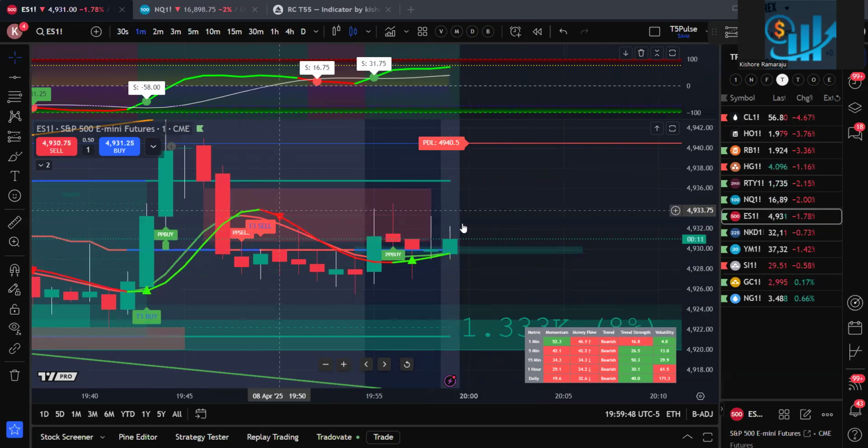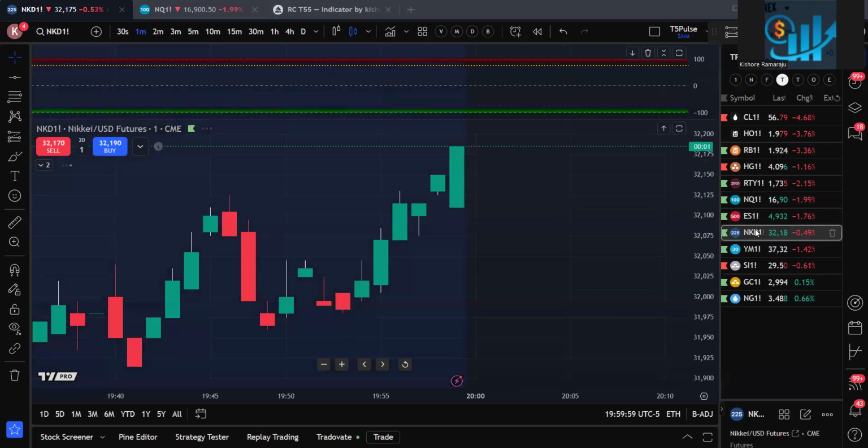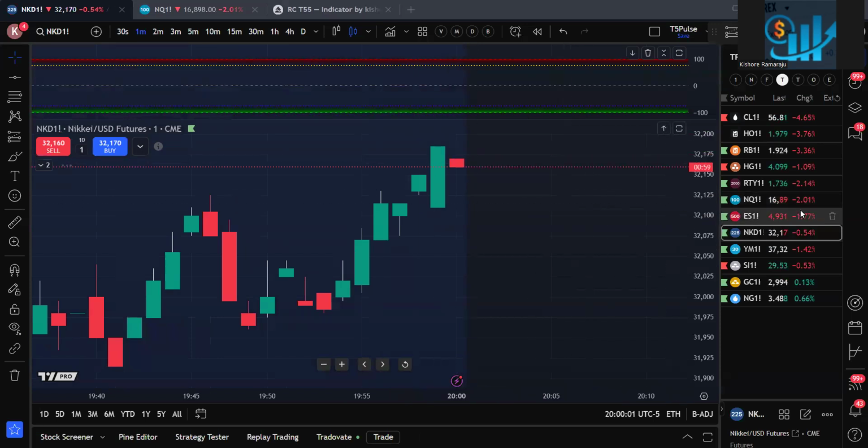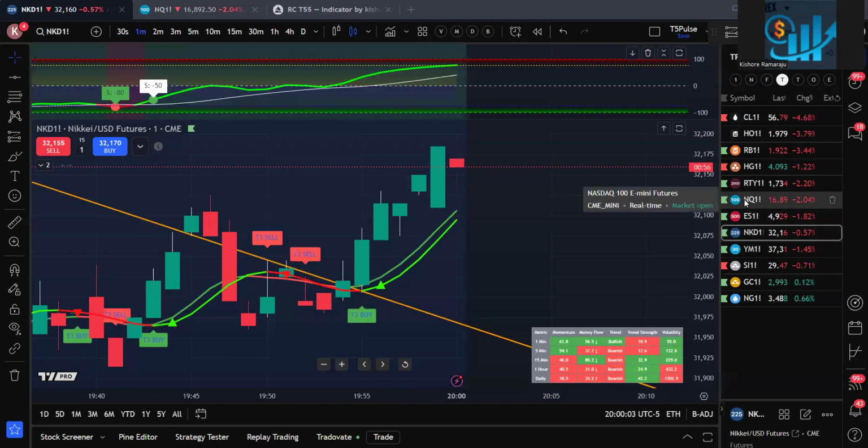Whenever you see a T3 sell and whenever you see T5 red, that is where you can keep taking the short positions on ES or NQ, NKD. All these ones, mainly we look for the short positions.